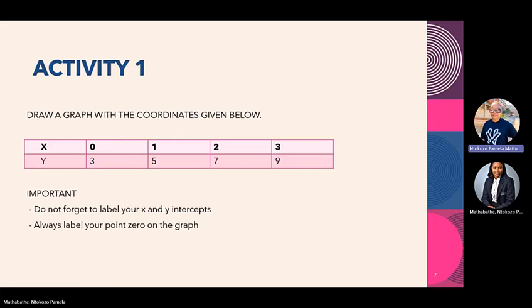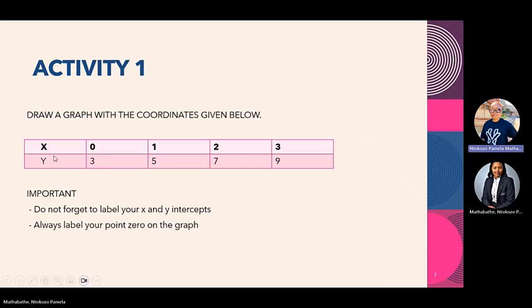After the activity, we have an official one, which is drawing a graph with the coordinates we are given below. It is important, rather, to not forget to label your x and your y axis on your graph. And also, always label your point 0 in your graph. So when we look at the coordinates we are given, our input, which is x in this table, has the following coordinates: 0, 1, 2, and 3.